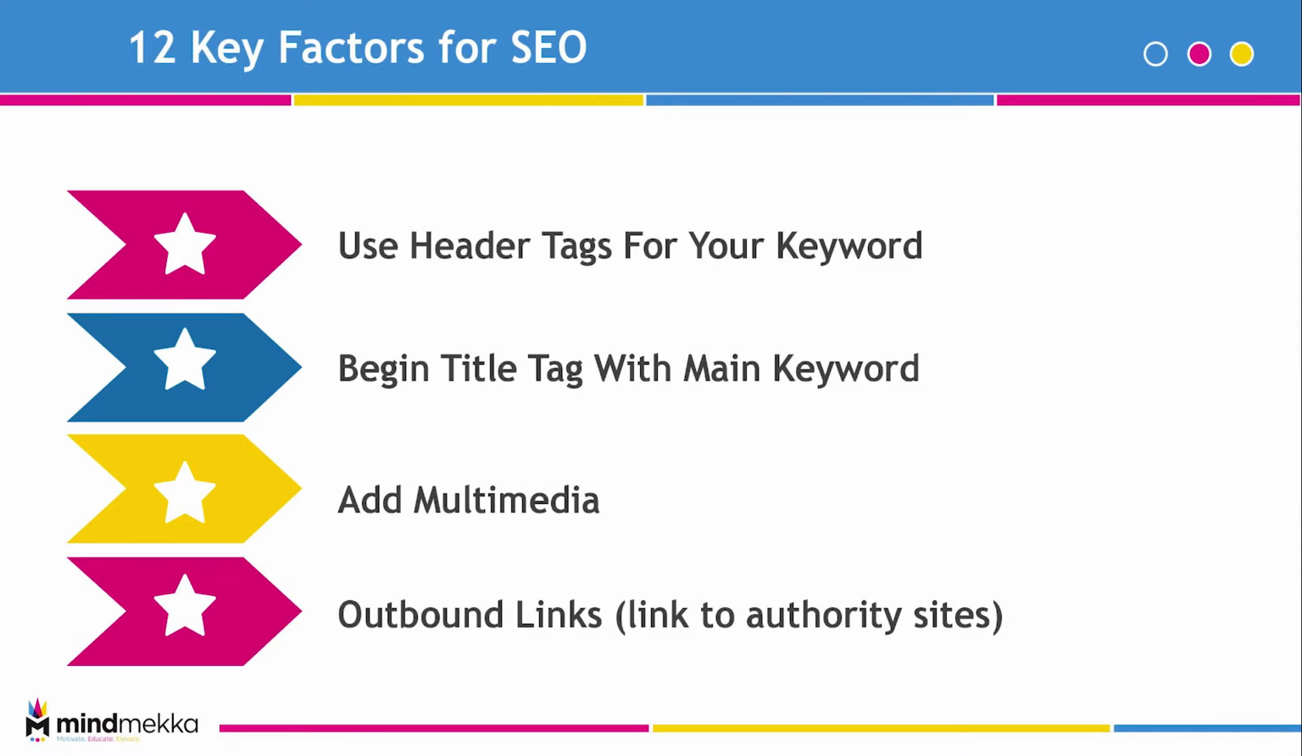Your title tag should begin with the keyword that your web page is focusing on. If you're trying to rank for the keyword phrase blood type diet, your title tag should be blood type diet recipes, as opposed to delicious recipes for the blood type diet.